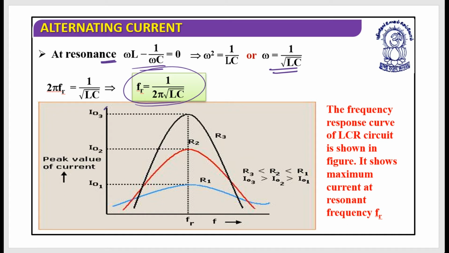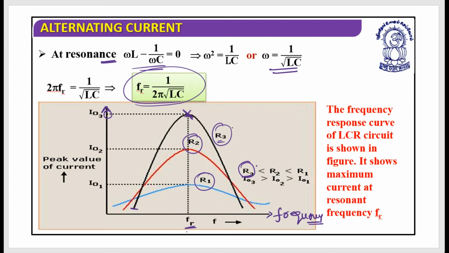Yes. So as you can see, this is the current and this is the frequency. It is a graph showing frequency versus current. You can see this when resonance occurs. When resonance occurs, the current has its maximum value. We have kept a different resistance over different circuits. This is one of the circuits, R3, which has the least resistance, so it has the maximum current.